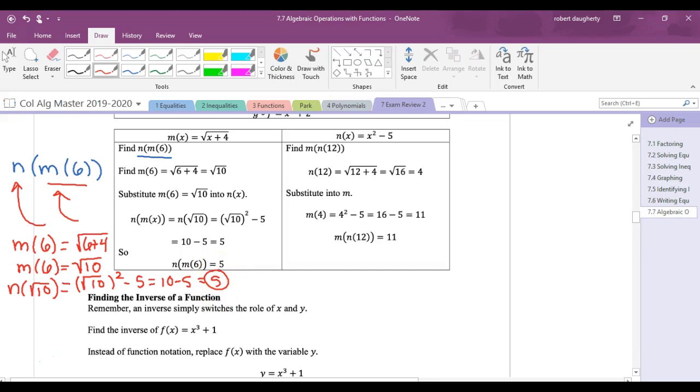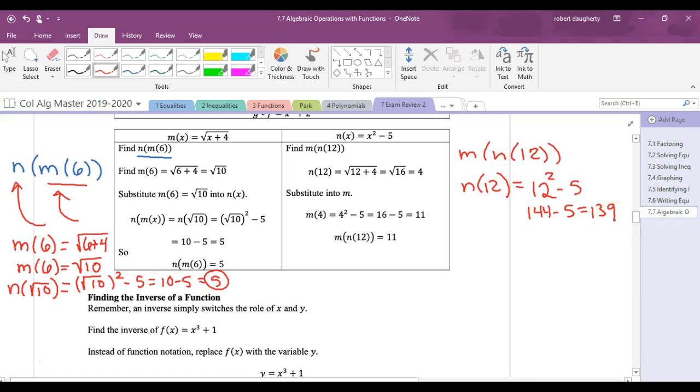Similar over here, m of n of 12. So start with the innermost function. Go find n of 12. N of 12 is going to be, this is done wrong. So n of 12 is going to be 12 squared minus 5. That's 144 minus 5, which is 139.